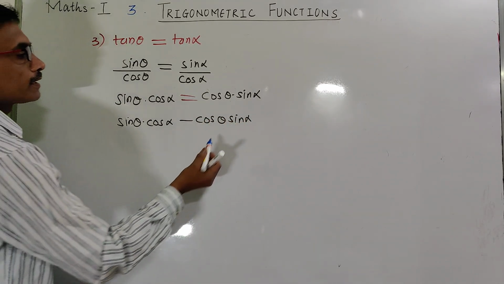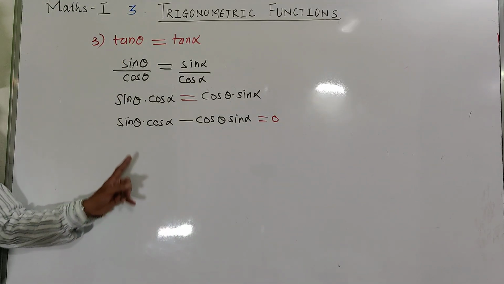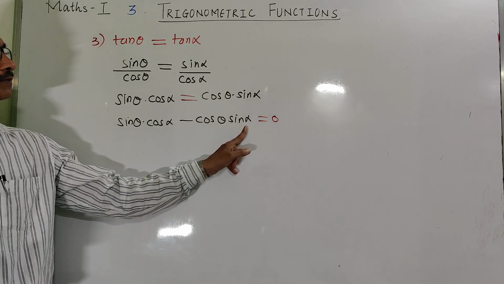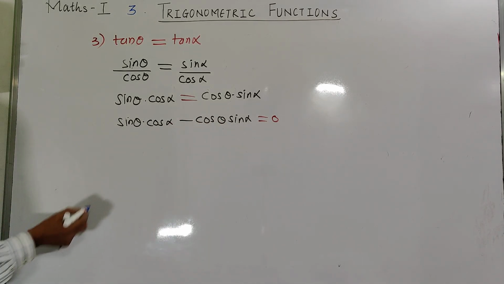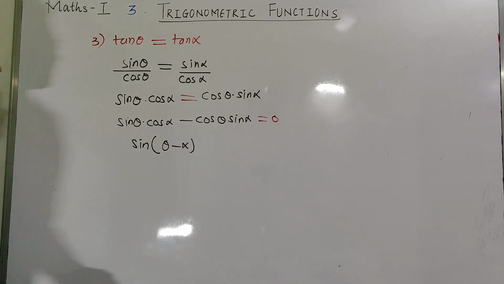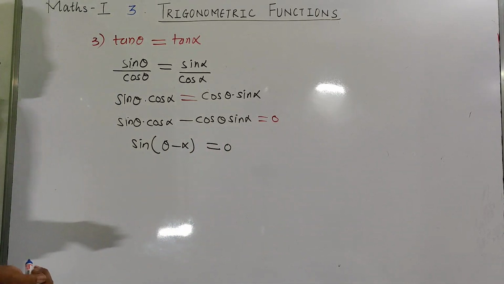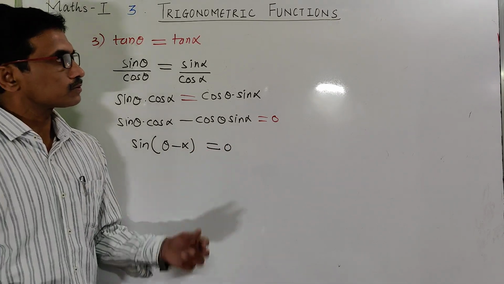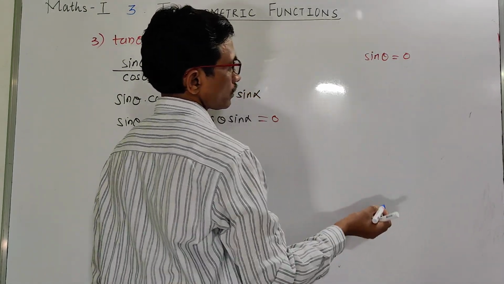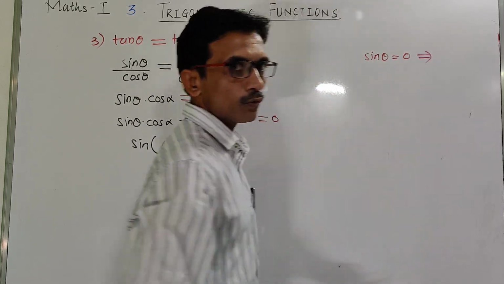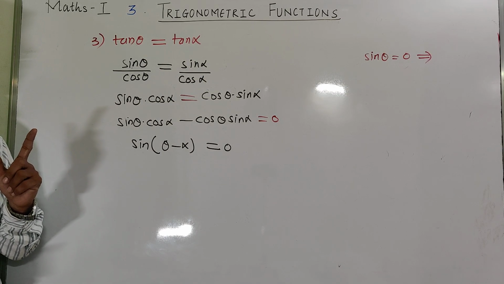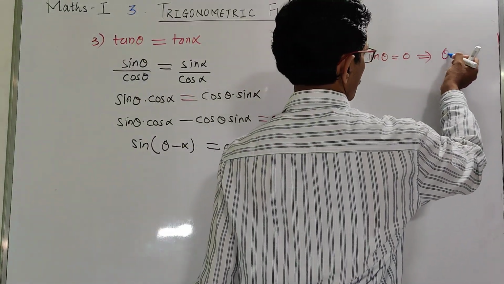What will be the right hand side? 0. Here we are getting sin A cos B minus cos A sin B, which is sin of A minus B. So it is sin of A minus B, meaning sin of theta minus alpha is equal to 0. Now again students, sin theta is equal to 0 implies theta is equal to what? Theta is equal to n pi.